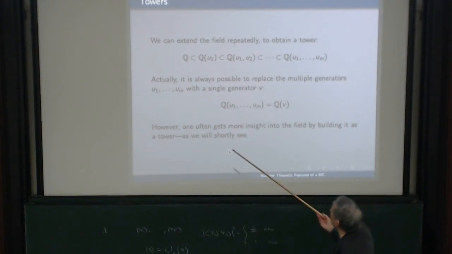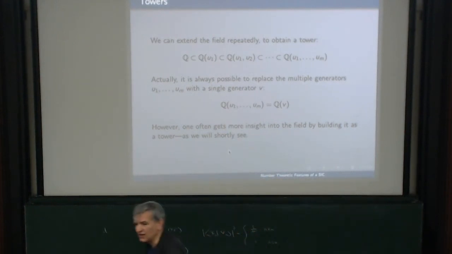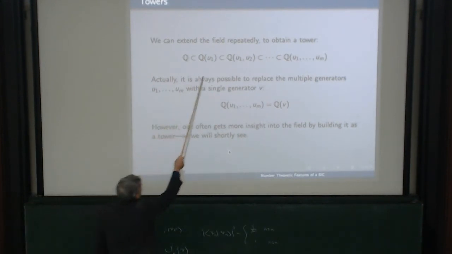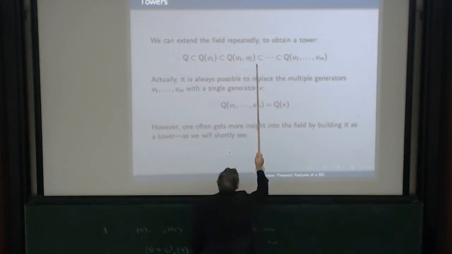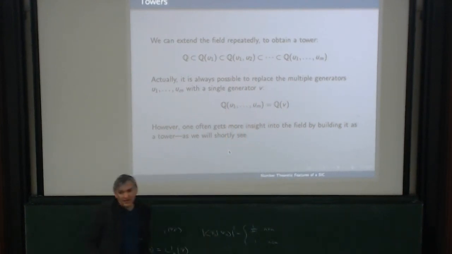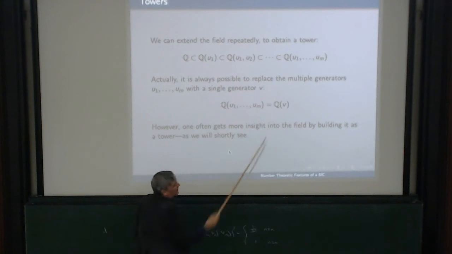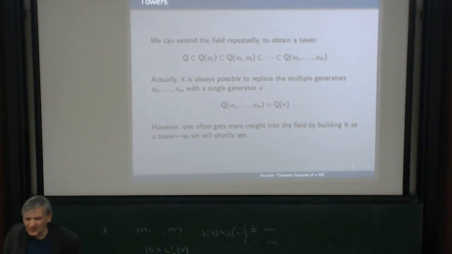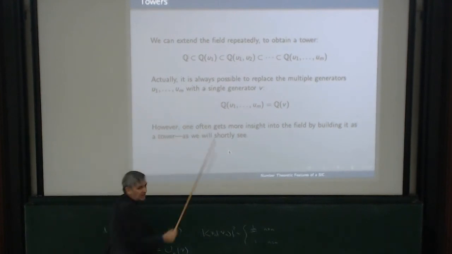Now, you can also do this operation of adding a generator and taking the smallest field containing it. Actually, if you've got a tower of fields, it's always possible to replace it by a single generator. But in many cases, it's actually convenient to think in terms of the tower, because the tower often brings out structure that's not apparent with the single generator.